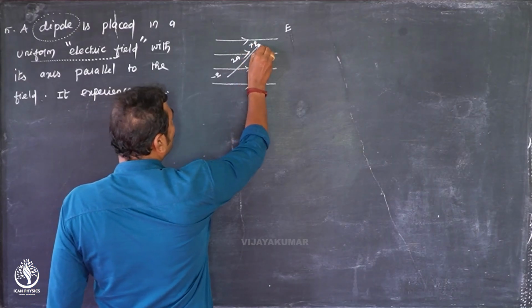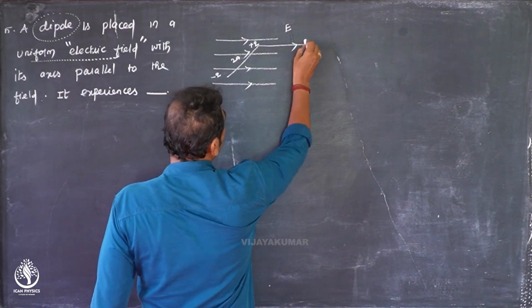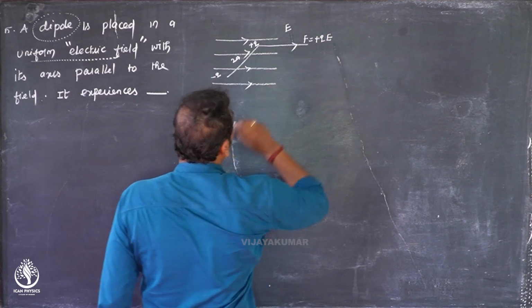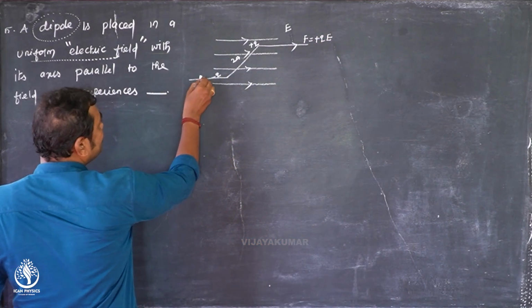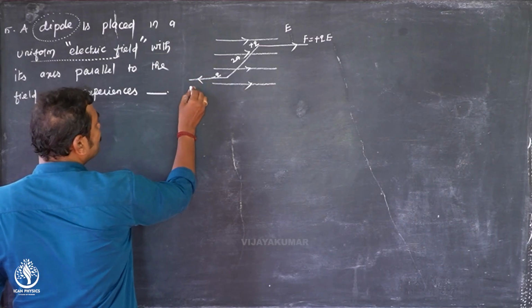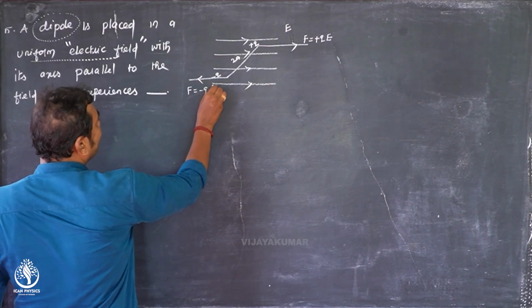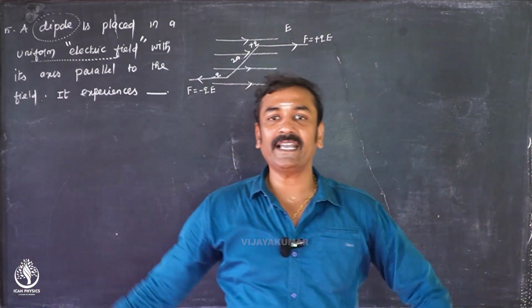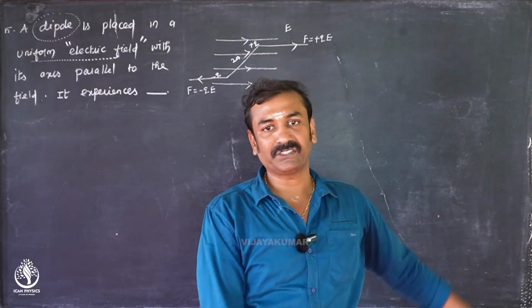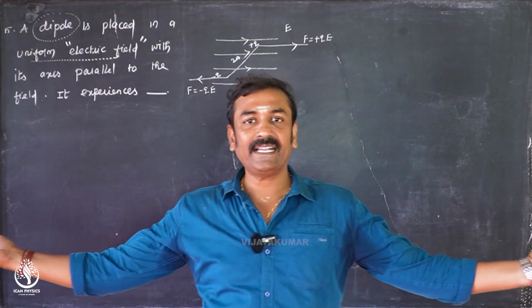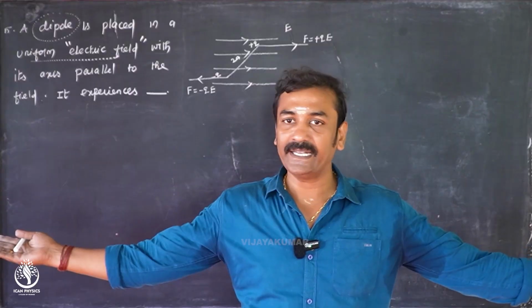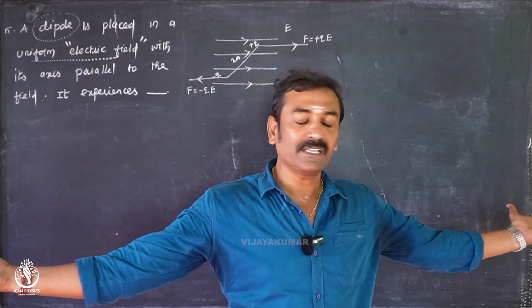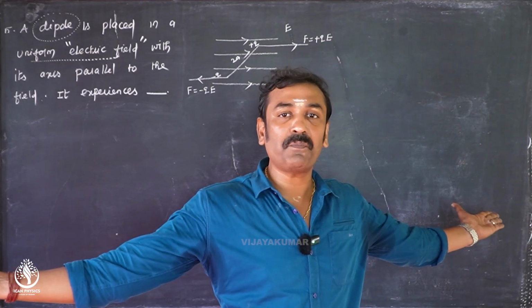Now, the positive charge experiences a force along the direction of the electric field, so F equals qE. The minus q charge experiences a force opposite to the direction of the electric field, so F equals minus qE. Let us consider this as the electric field acting in this direction, and this as the electric dipole, with a positive and a negative charge. The positive charge experiences a force in this direction, and the minus q charge experiences a force in the opposite direction.